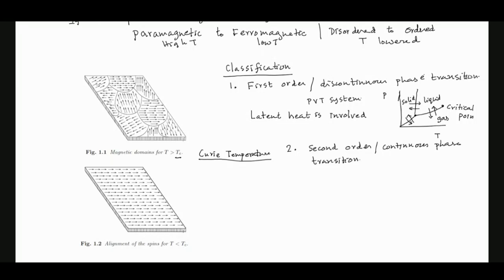In the second order phase transitions, one of the examples is the liquid gas transition at a critical point. This is one example. Of course, the second example is the paramagnetic to ferromagnetic transition. Paramagnetic to ferromagnetic transition is a second order phase transition.